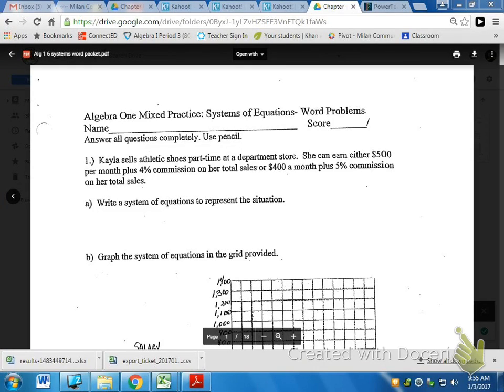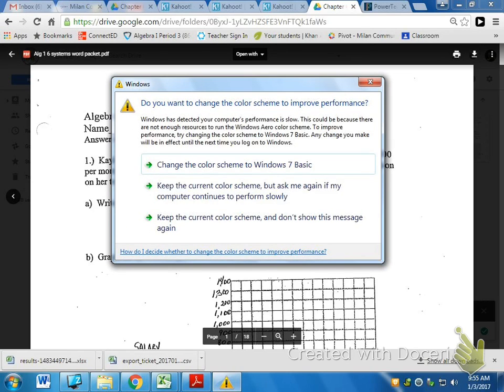All right, this is chapter 6. It is a mixture of systems of equations word problems. There's a packet of about 50 problems. I'm going to do a few of each type, or maybe one of each type, and then you'll do some over the next few days.